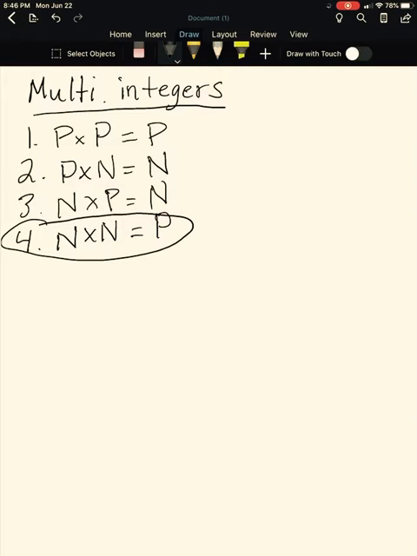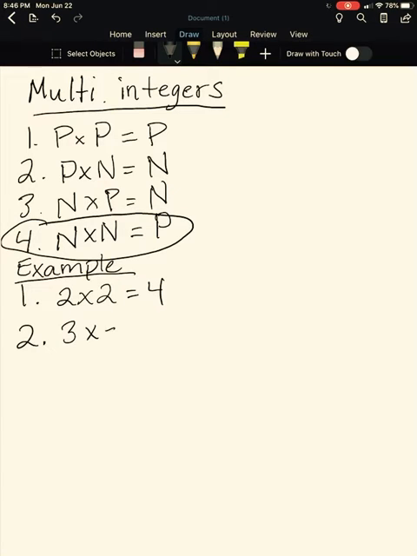So let's do a couple examples, starting with the first rule. This is 2 times 2, which equals 4. So 2 positive numbers, 2 times 2, equals 4. Then let's do 3 times negative 3. That's negative 9.